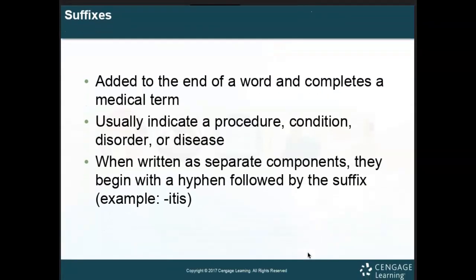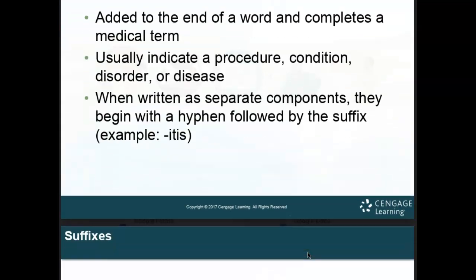Suffixes. Suffixes are added to the end of the word and it completes a medical term. They indicate what's being done, what's wrong with it, what's the disease, what's the procedure, etc. When written as a separate component, they always begin with a hyphen and then the suffix itself.